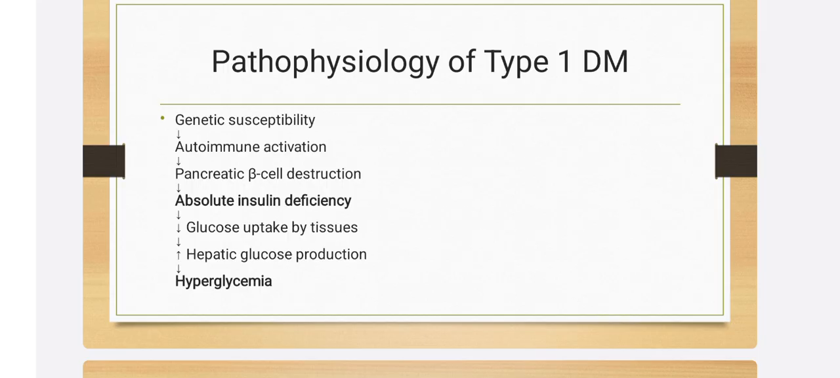But the problem does not stop with hyperglycemia, because insulin normally inhibits lipolysis. Severe insulin deficiency causes increased breakdown of stored fat. This produces free fatty acids. The liver converts these fatty acids into ketone bodies. When ketone production becomes excessive, metabolic acidosis develops. This is the basis of diabetic ketoacidosis. So, in type 1 diabetes, insulin deficiency causes both severe hyperglycemia and a tendency toward ketosis.